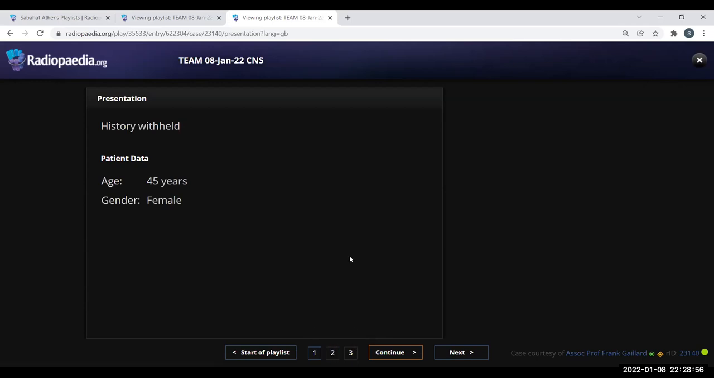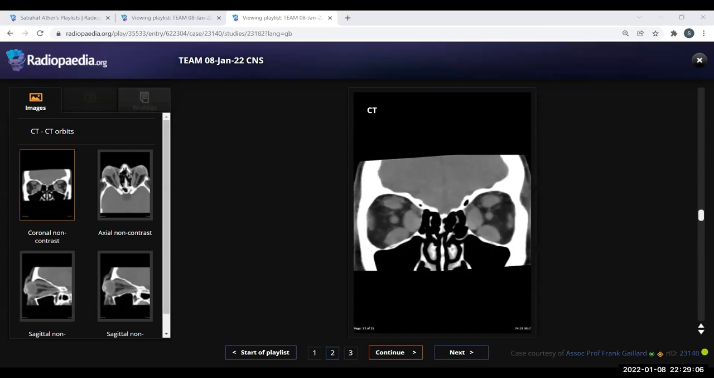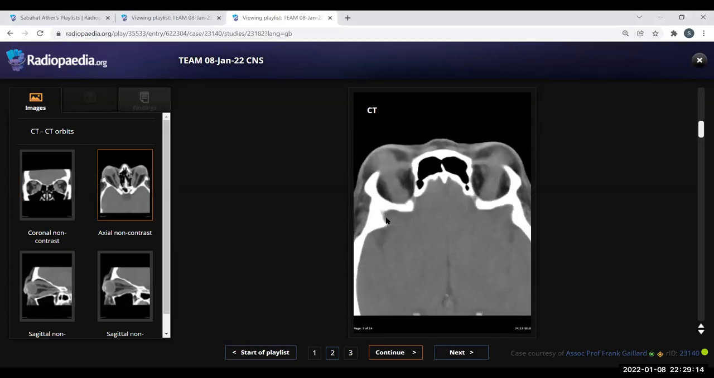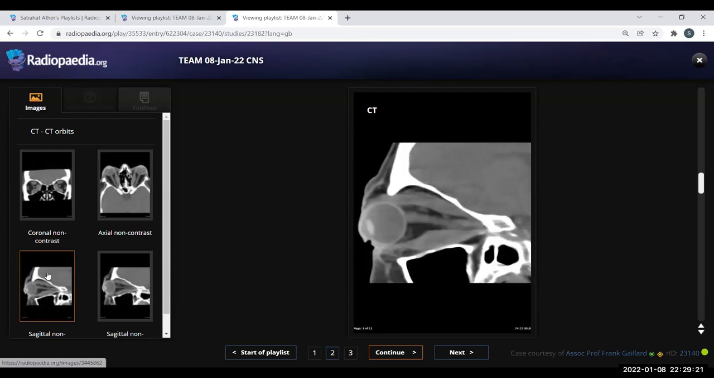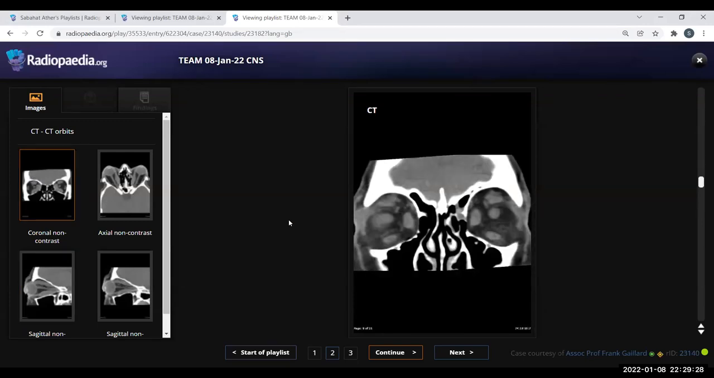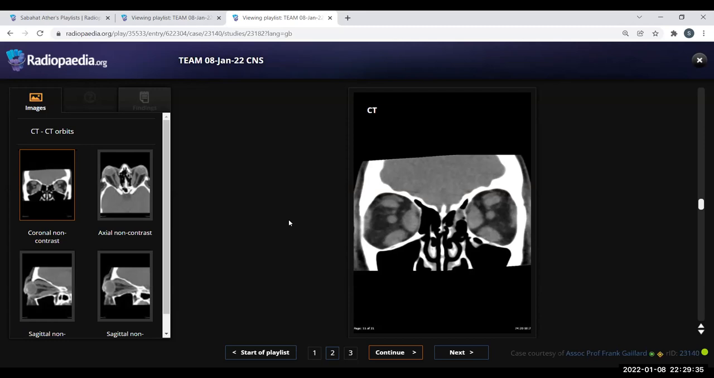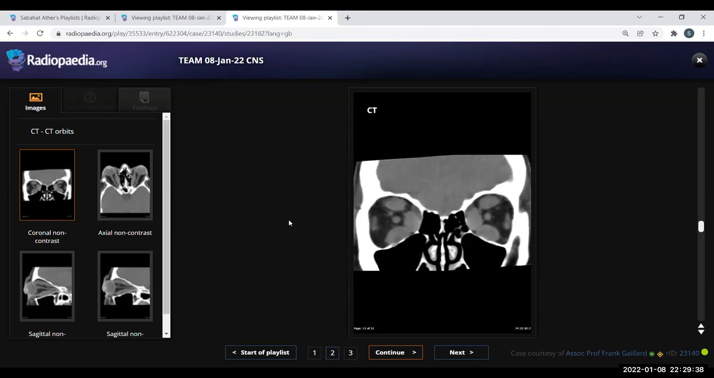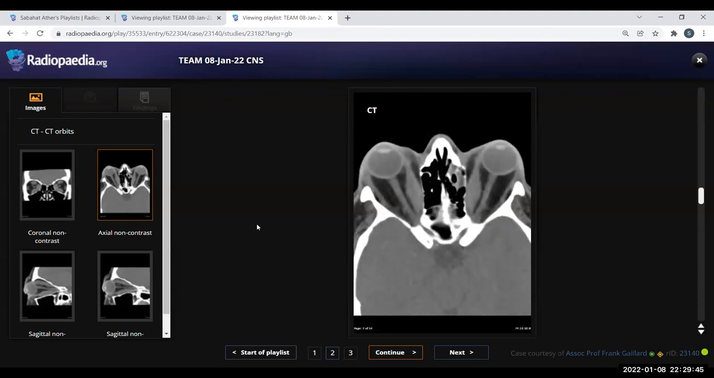This is a 45-year-old female with a withheld history. I've been provided with some selected non-enhanced CT images of the orbit. Looking at the orbit, I can see enlargement of the extraocular muscles, specifically when I look at the coronal images. It is in the pattern of inferior, medial, and superior, bilaterally, with diffusely swollen muscles. So this is keeping with thyroid ophthalmopathy.